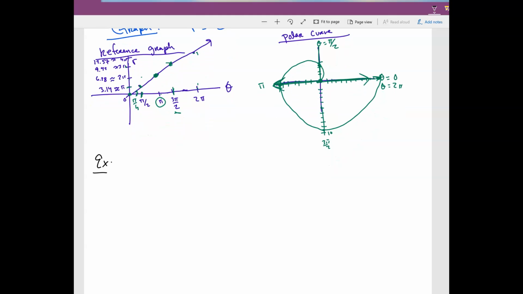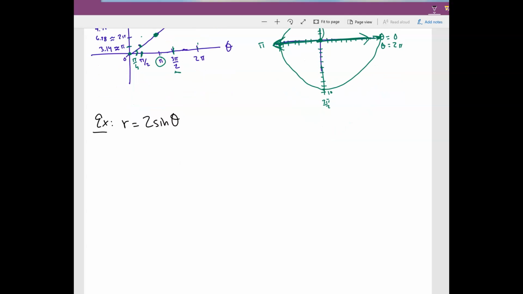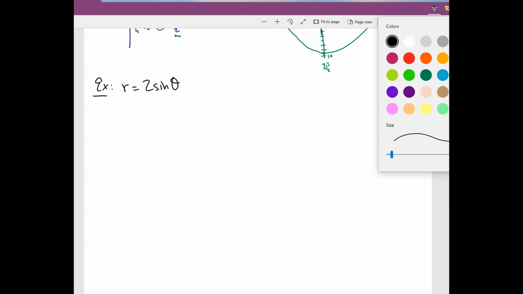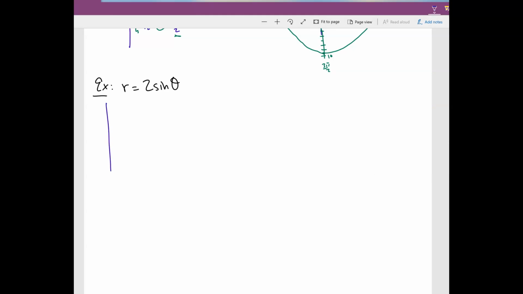So let's say we want to graph r equals 2 sine theta. This is going to be the circle. The first thing that I'm going to do is graph r equals 2 sine theta using the reference graph.